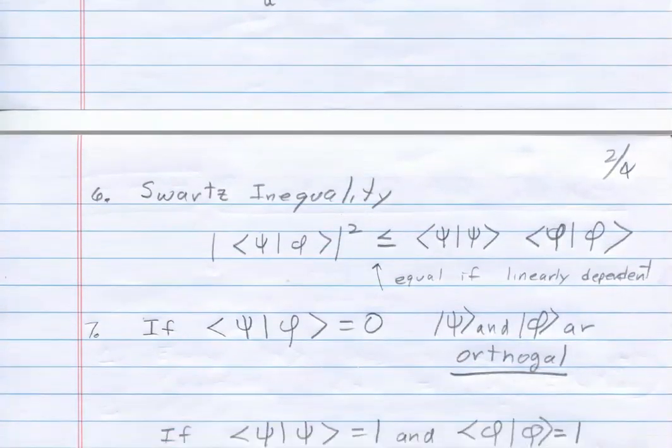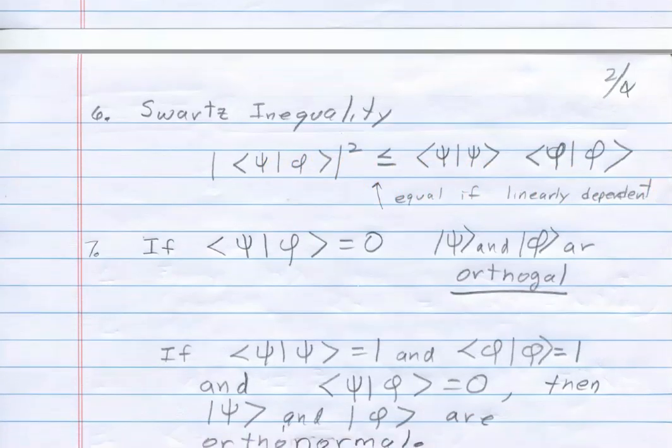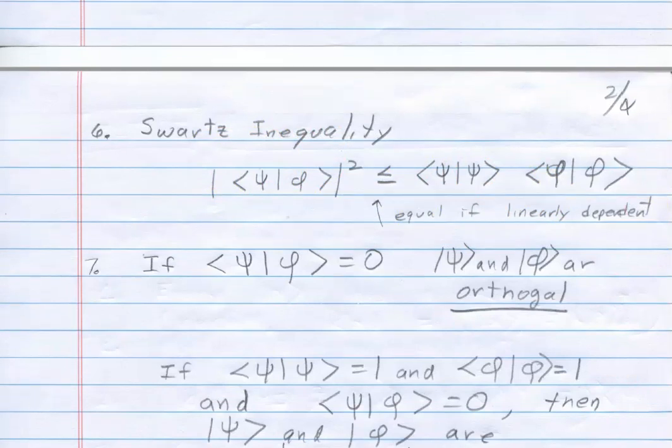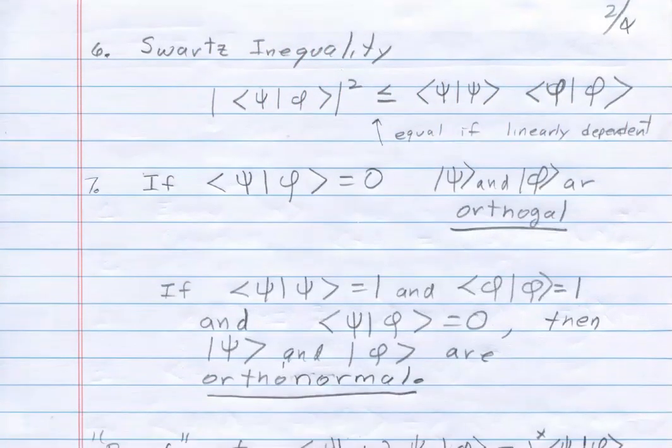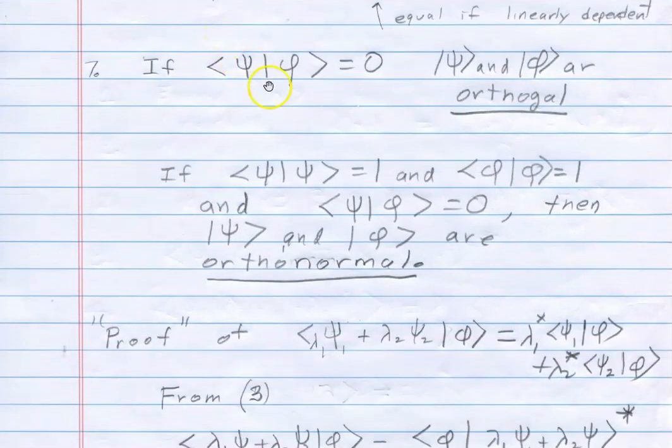Another one that'll turn out to be of some importance for us is the so-called Schwarz inequality. And that's this expression. Again, it's equal if psi and phi are linearly dependent on each other. And that's a little bit different. We'll come back to this one. We'll prove this in some detail a little later on, but we'll give at least a plausibility argument for it. And then there's some terminology that I think should be pretty obvious.